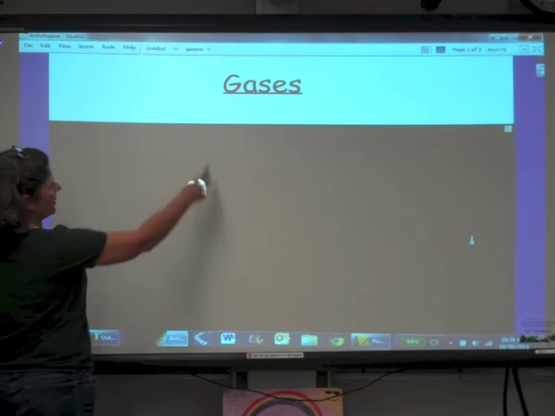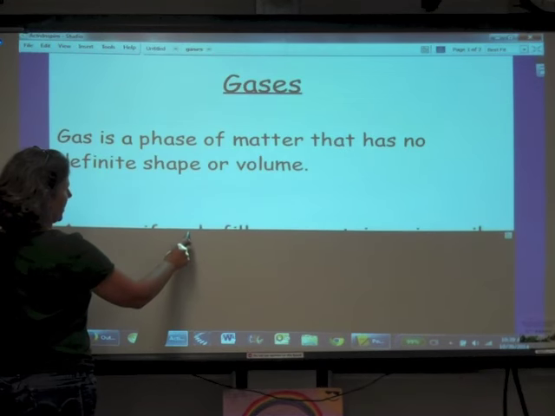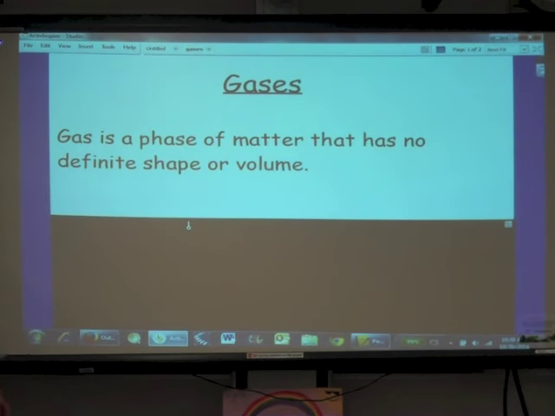So, the first thing we know about gases, and I know you know this from a long ways back in your education, is that gas is a phase of matter that has no definite shape and no definite volume, meaning that it will take the shape of whatever container you put it in, as well as the fact that it will take up as much space as you give it room to.